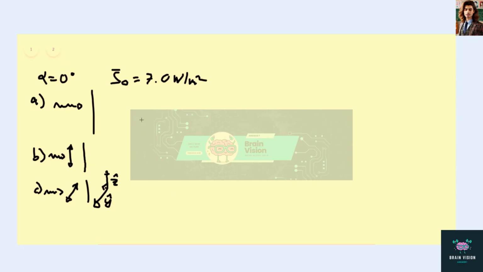We're asked to find the intensity coming out on the other side of a polarizer that is rotated through an angle alpha, which varies between two parts of the problem, with respect to the vertical. So let's go ahead and take a look at the first part.